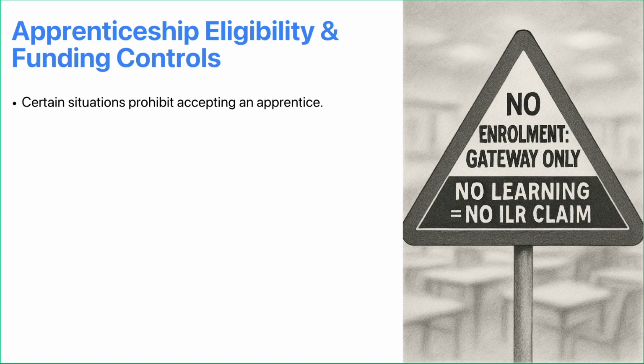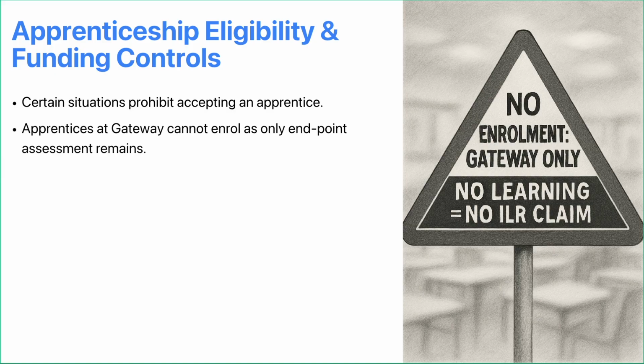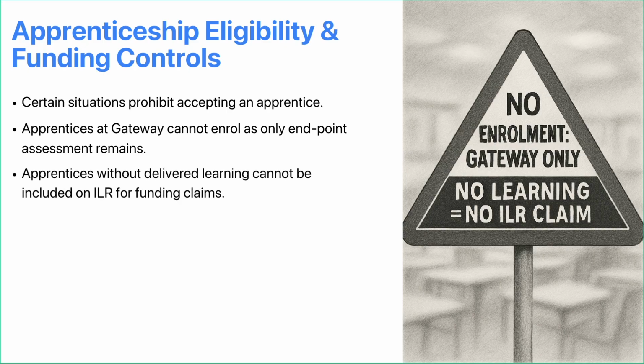There are certain situations where you cannot accept an apprentice. You cannot enroll an apprentice who is already at Gateway because only the endpoint assessment element remains to be delivered and no further training is required. You also cannot include apprentices on your ILR if no learning has been delivered by you, as you would be unable to claim any on-program payment funding or the achievement and completion payment since no learning will have taken place.